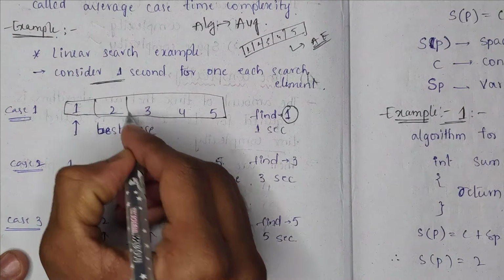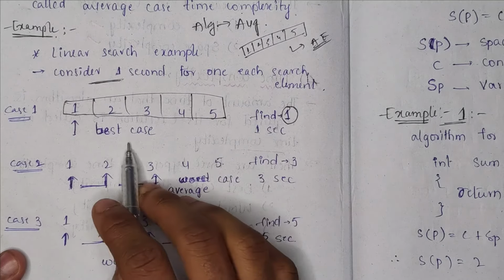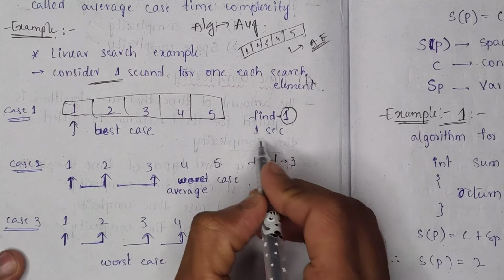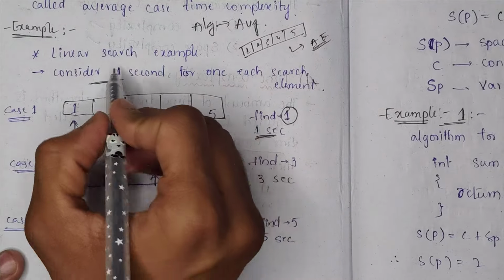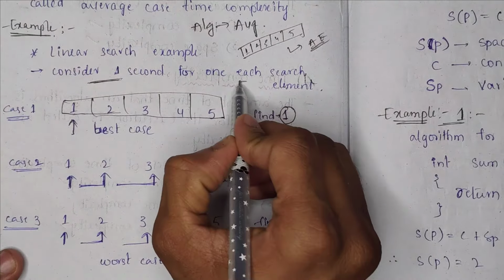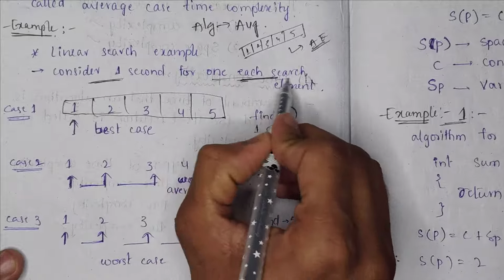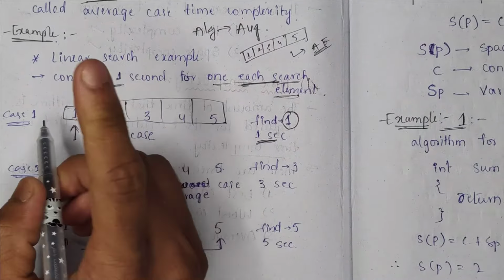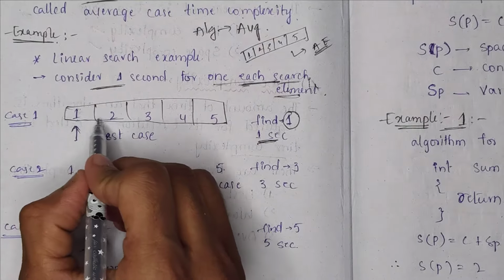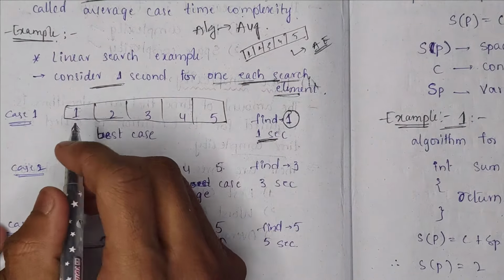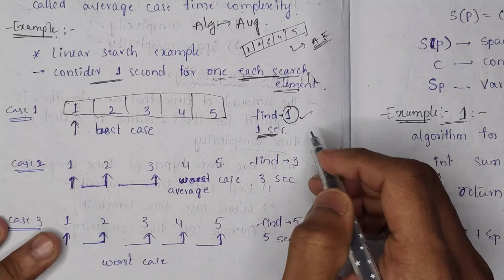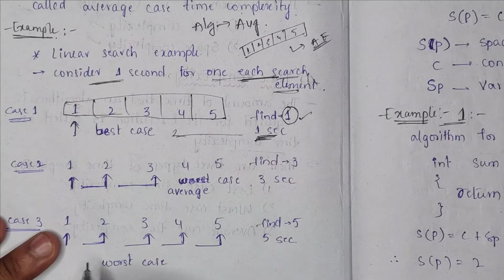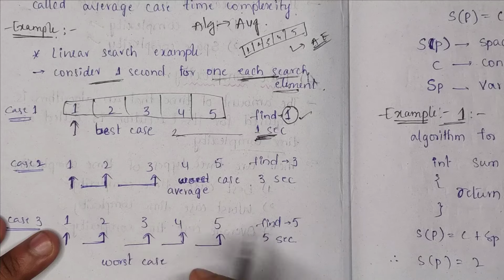Here the best case time complexity takes only 1 second. That means for each searched element, if we search one element it takes 1 second, and if we search two elements it takes 2 seconds. If we find element 1 it takes only 1 second, so it is the best case time complexity of an algorithm to find an element.